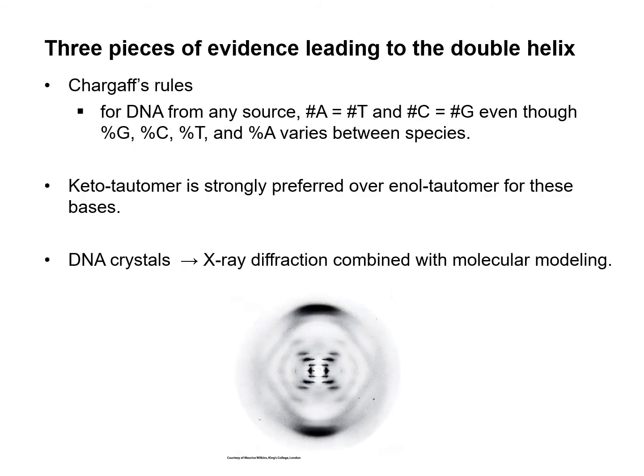There are 3 pieces of evidence leading to the famous Watson-Crick double helix structure of the nucleic acids. The first one is Chargaff's rule, which says that for DNA from any source, the total number of adenine is the same as the total number of thymine. In a similar way, the total number of cytosine is the same as the total number of guanine, even though their compositions vary between species.